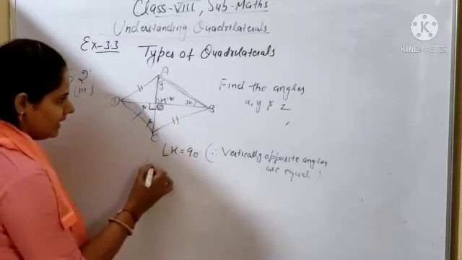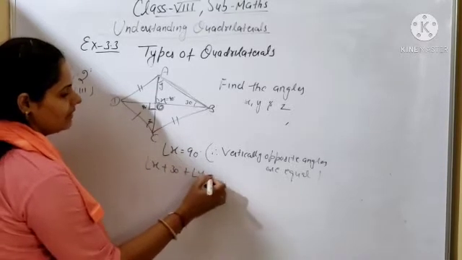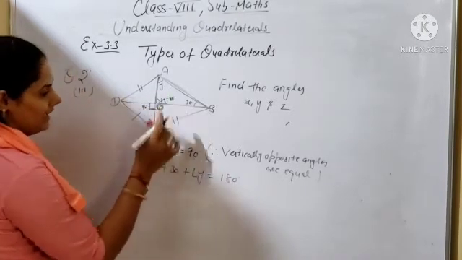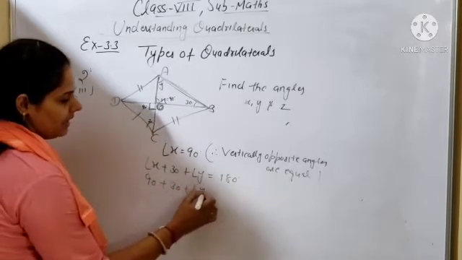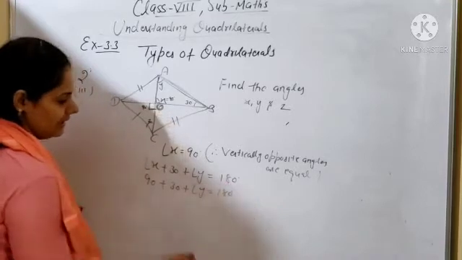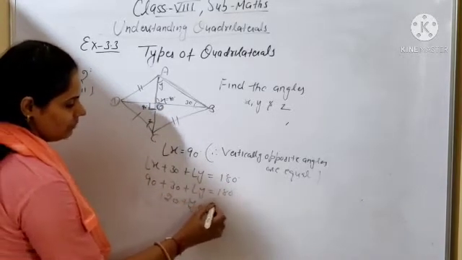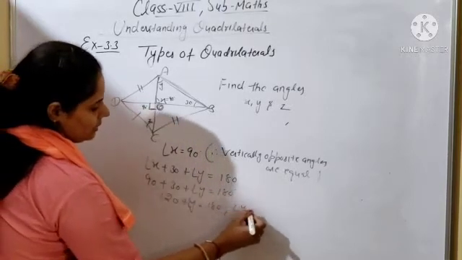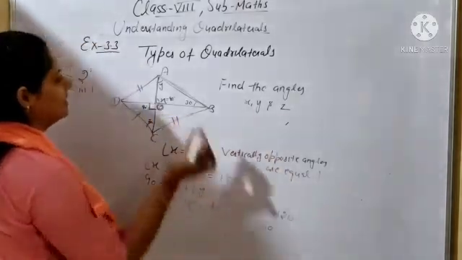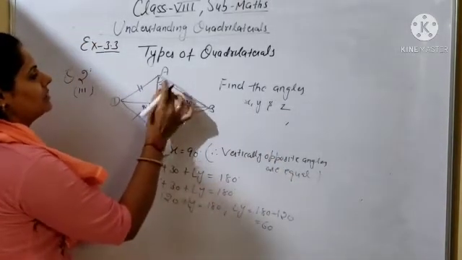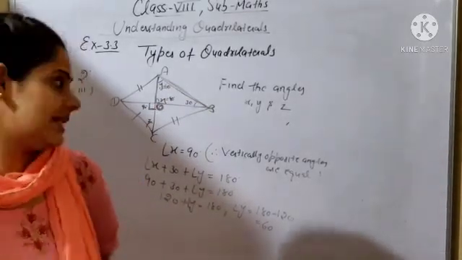So you can write angle X plus 30 plus Y is equal to 180 degrees. X is 90 degrees, which you have already found. So 90 plus 30 plus angle Y is equal to 180 degrees. 90 plus 30 is 120, plus Y is equal to 180 degrees. So what will angle Y be? It will be 180 minus 120, which is 60 degrees. Clear? Y will be equal to 60 degrees.